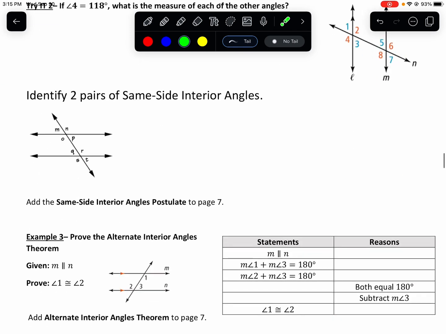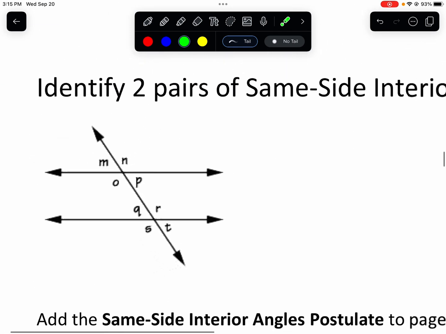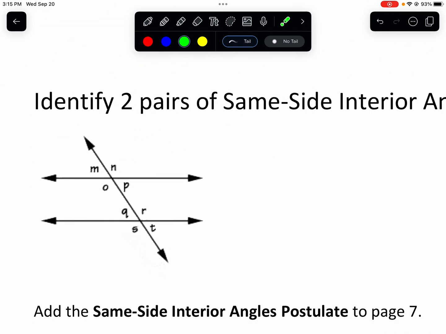So here, take a second to identify some pairs of same-side interior angles. Pause it. I'm going to give you them in just a second, so pause it so you can make sure you've got them yourself. All right, so 3, 2, 1. Let's get started. Angle Q and P, or Q and O, are a set of same-side interior angles, as well as angles P and R, same-side interior angles.